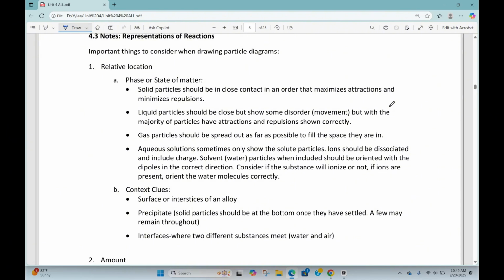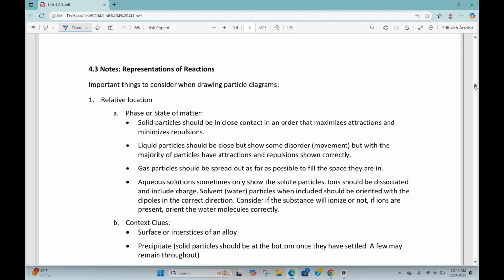One of the aspects of AP Chemistry that they love to ask about on both AP exam multiple choice questions and AP exam FRQ questions is analyzing particle diagrams. This section is to introduce us to what kinds of things we should be taking note of when we do particle diagrams and things to consider.